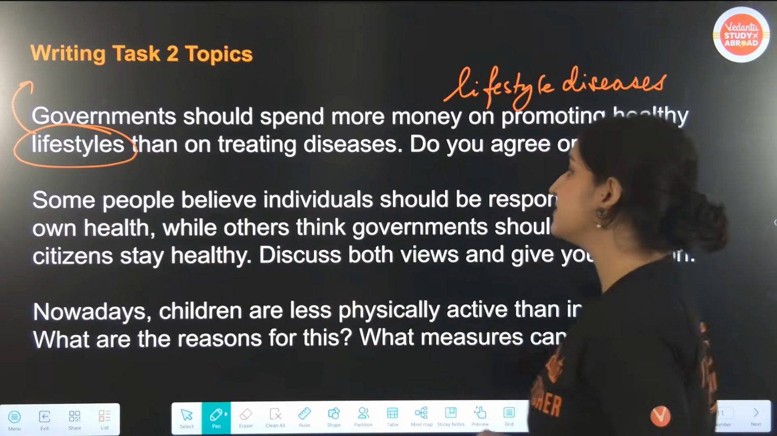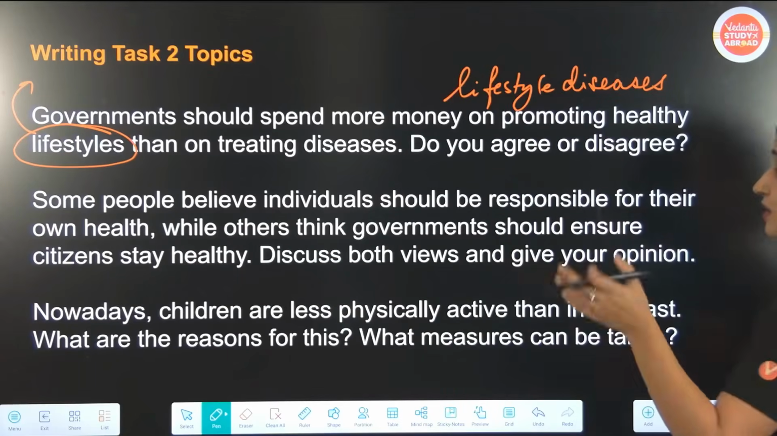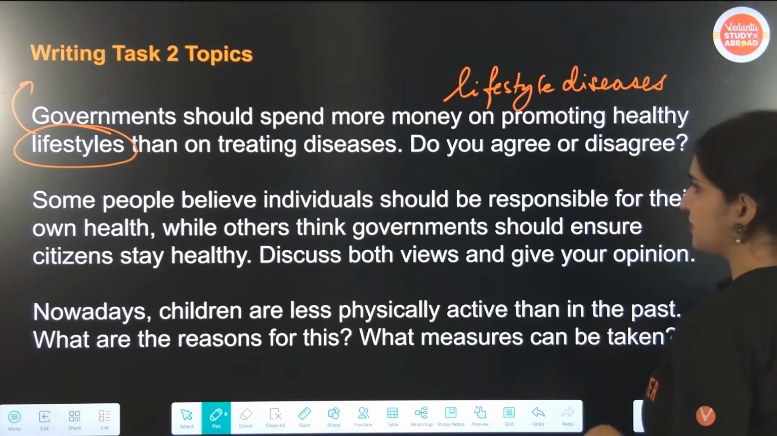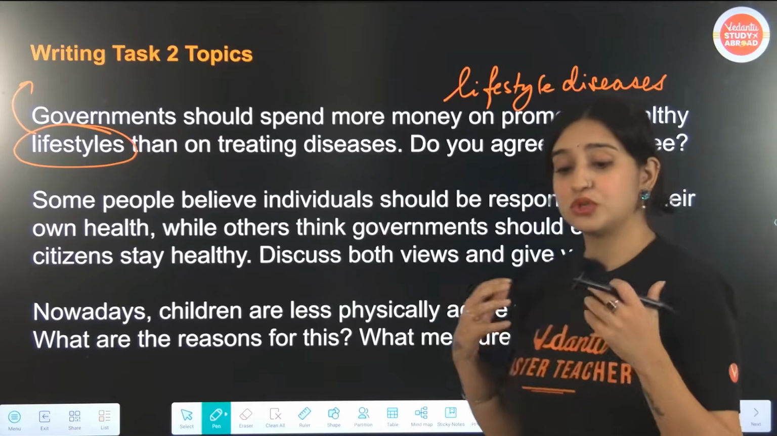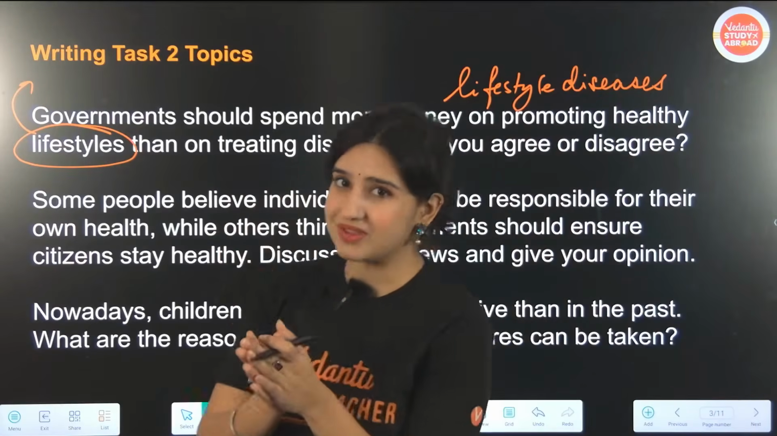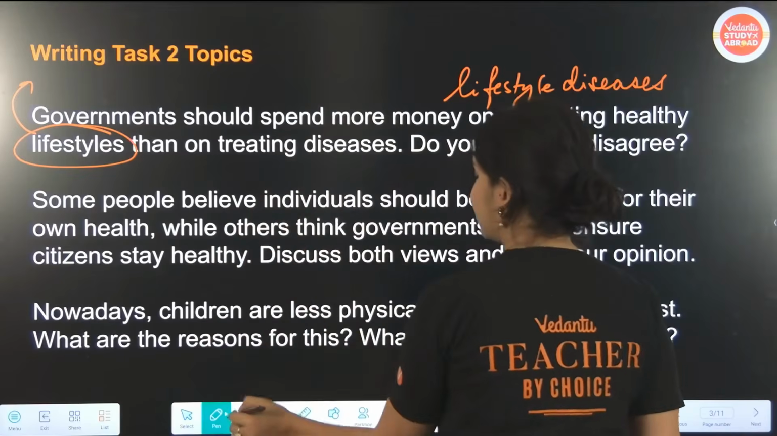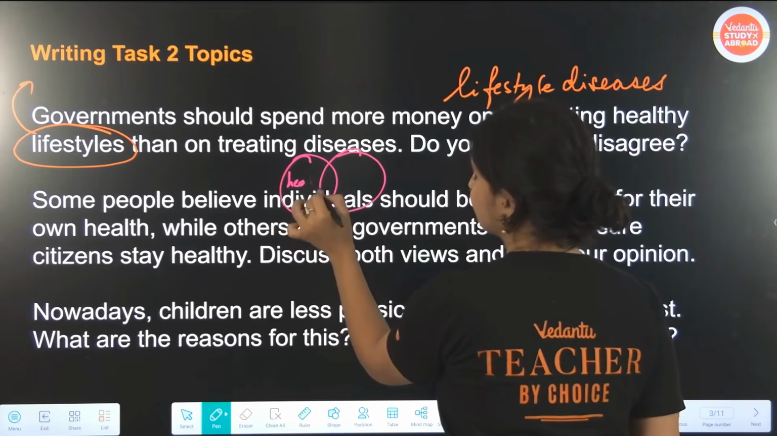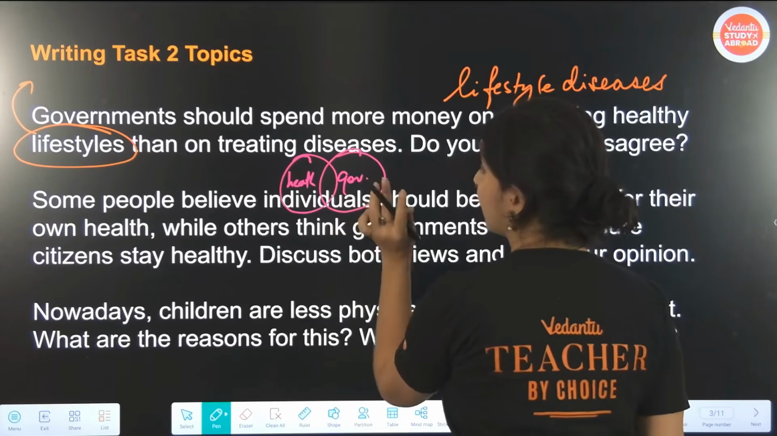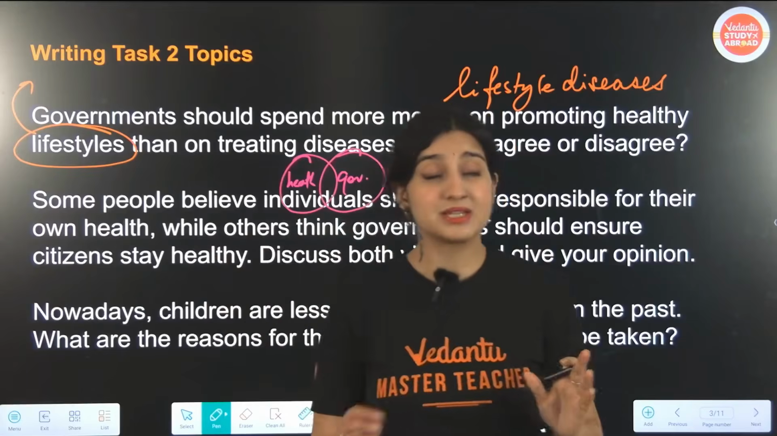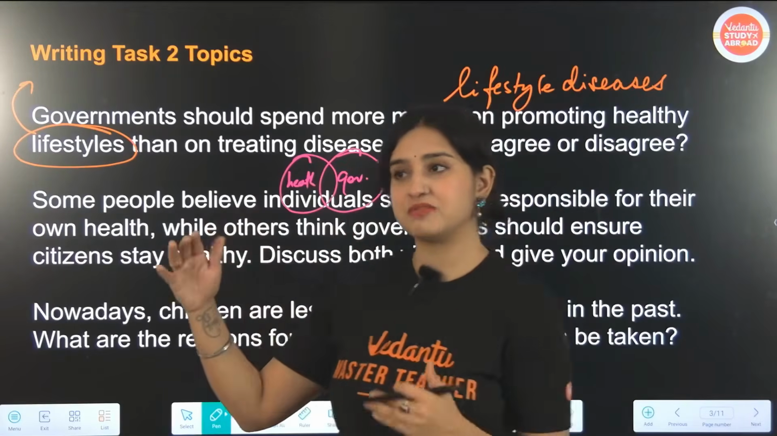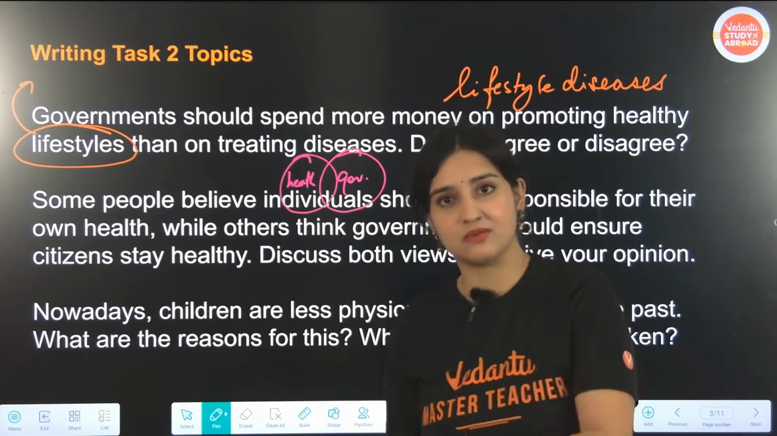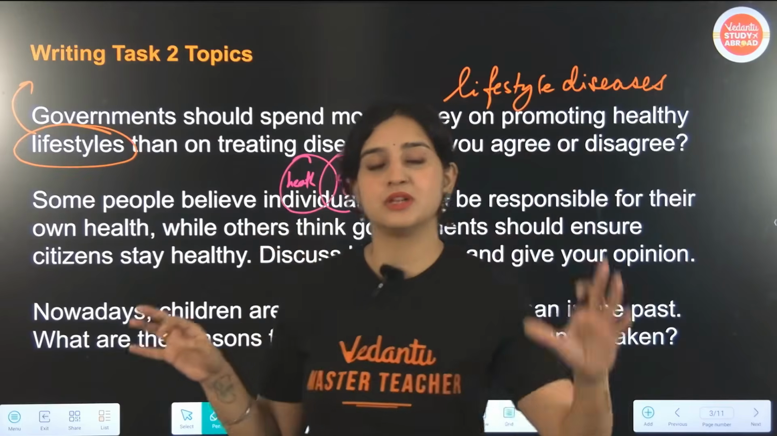Next, some people believe individuals should be responsible for their own health, while others think governments should ensure citizens stay healthy. Discuss both views and give your opinions. Now, I've explained to you multiple times how there's always an overlap in topics. So here the overlap is clearly taking place between health and governance. We're going to do governance as a different topic, but when we do that, you will observe that almost every other question has another topic involved in it, because government overlaps with a lot of things.